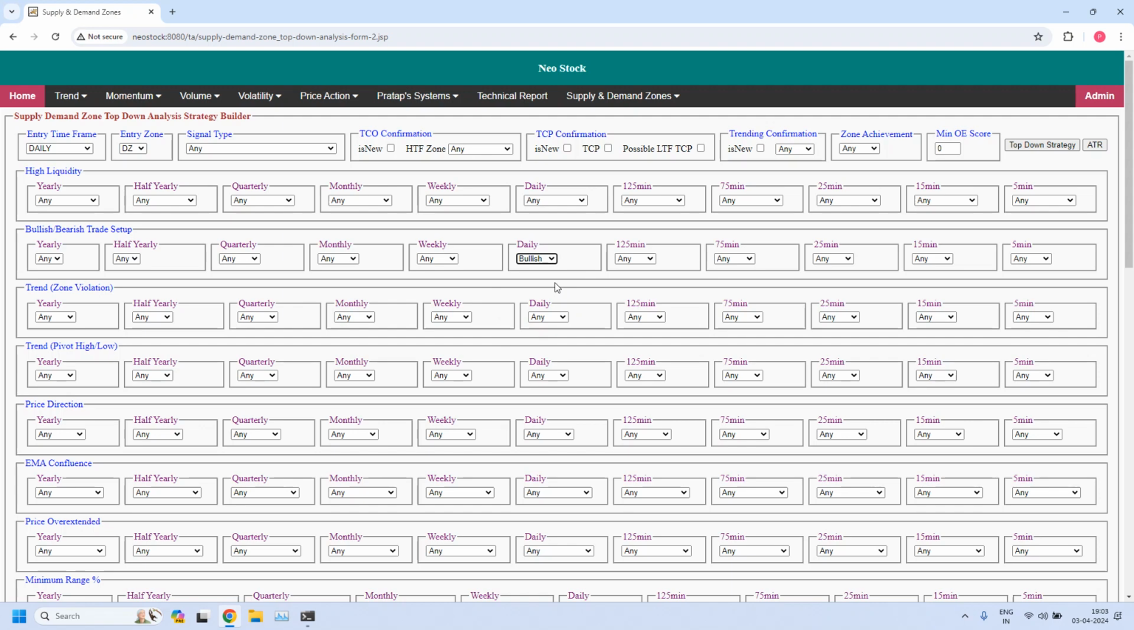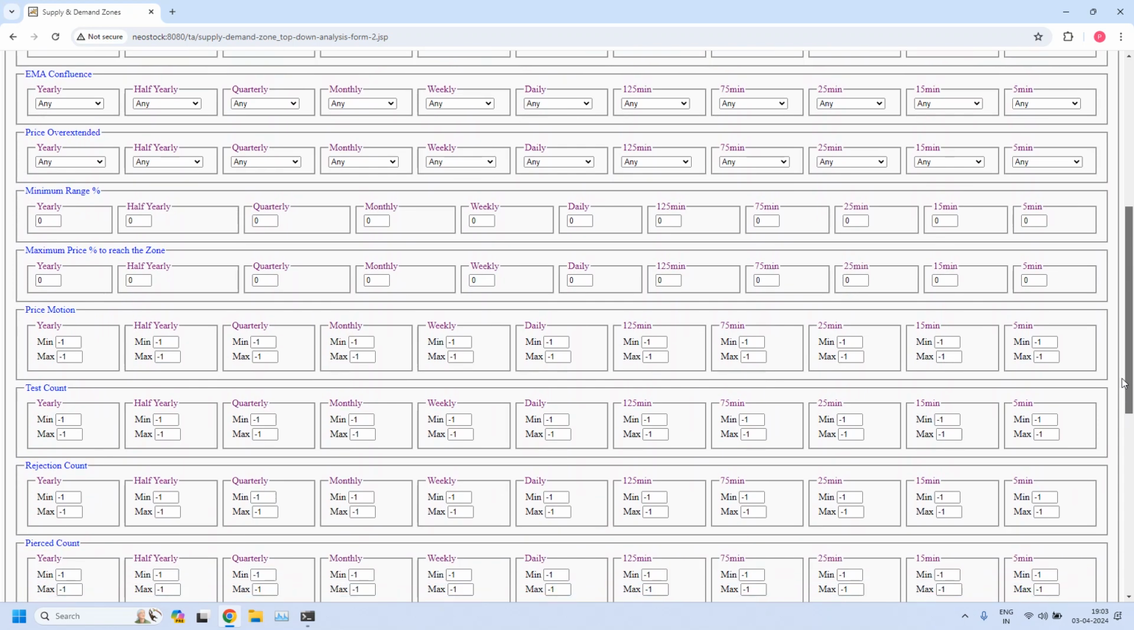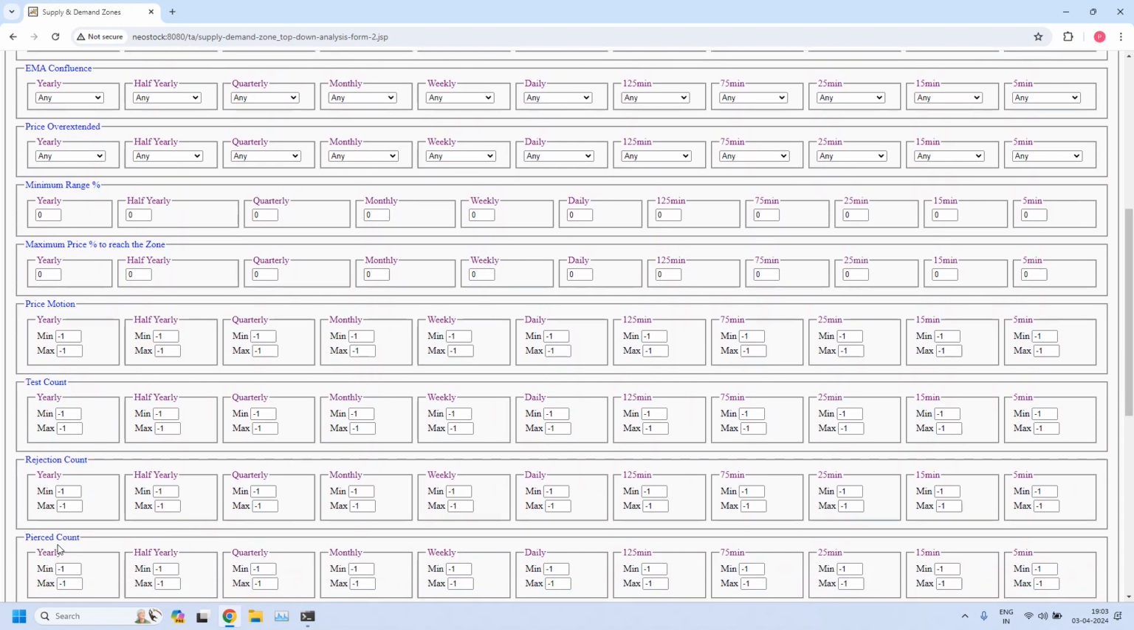I would also like to set 3 filters. The first filter is we don't want pierced zones. So there is a parameter called pierced count, the last parameter in this space. In daily time frame, I am selecting minimum value 0, maximum value 0, which indicates the pierced count should be 0. Pierced count 0 means the zone is not pierced.